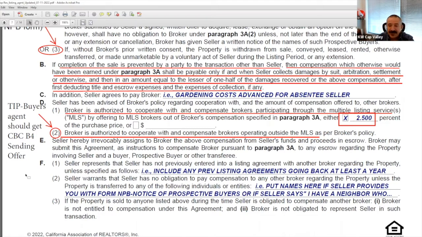It describes your buyers, who you are, what brokerage you're with, and the listing side signs that. That's your guarantee that you're going to get paid if this offer is accepted and it closes escrow.